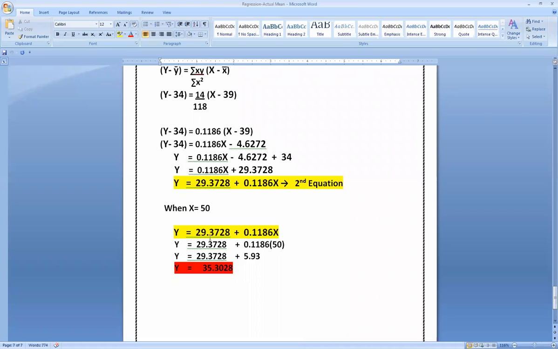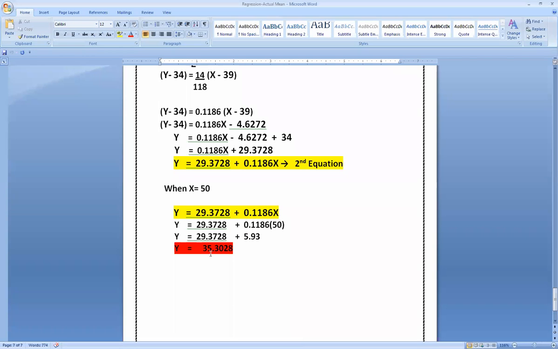Therefore y equals the equation we got: 29.3728 plus 0.1186, and in place of x we write 50. Then multiply 0.1186 with 50, we get 5.93. Then y equals 29.3728 plus 5.93. Therefore the value of y is 35.3028. It is nothing but 35. When x value is 50, what is the value of y? We have to write 35. This is how we calculate with the help of the actual mean method.